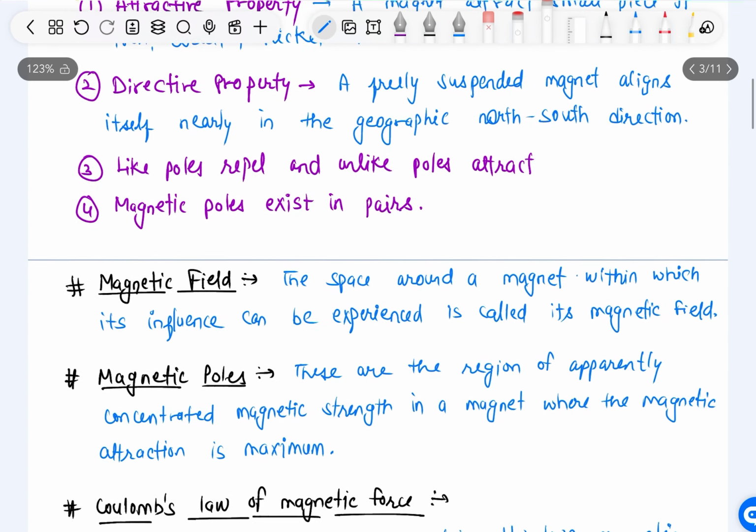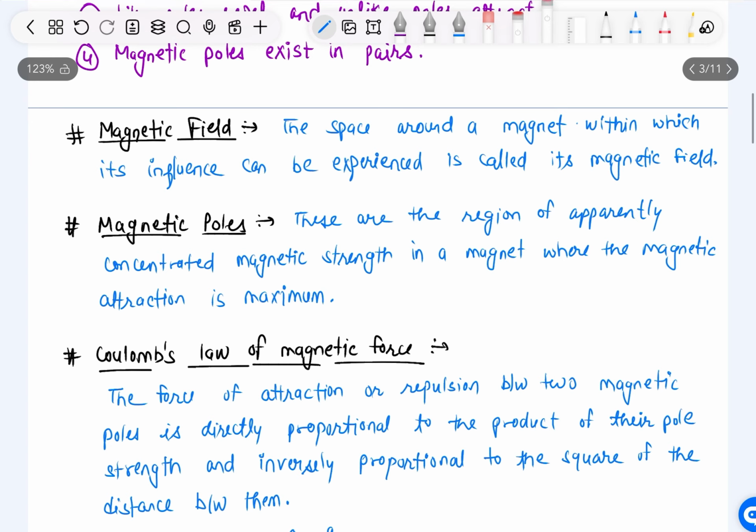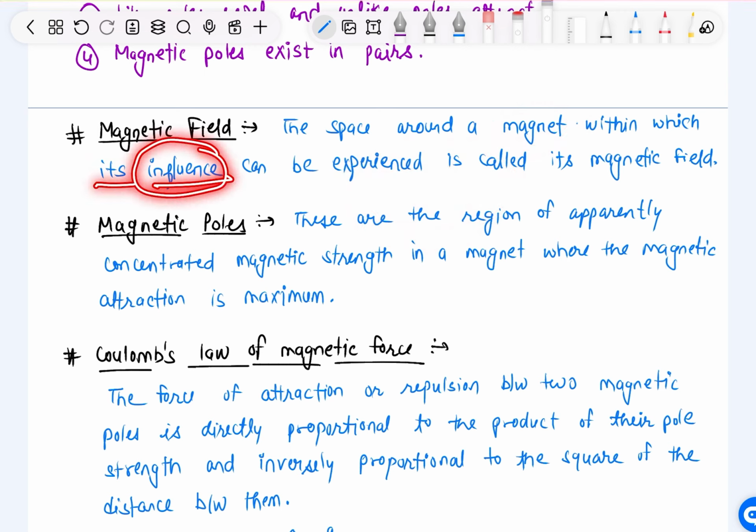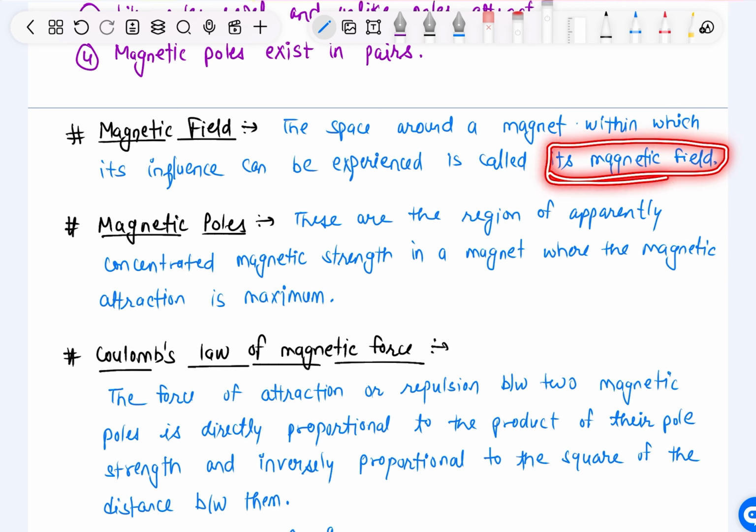The next property is the magnetic field. What is the magnetic field? The space around the magnet, within which a force can be experienced by any material, is called its magnetic field. So the space or area around a magnet is called the magnetic field, where an object can feel its influence, like attraction or repulsion.